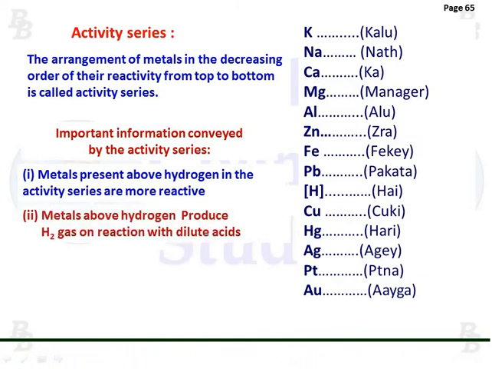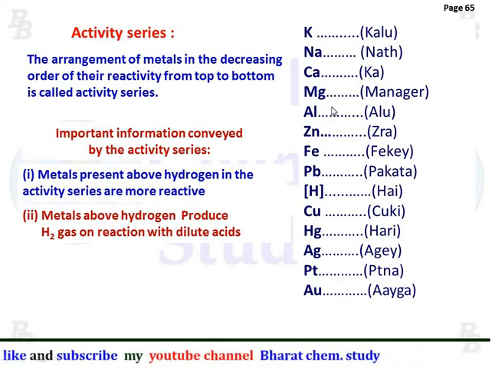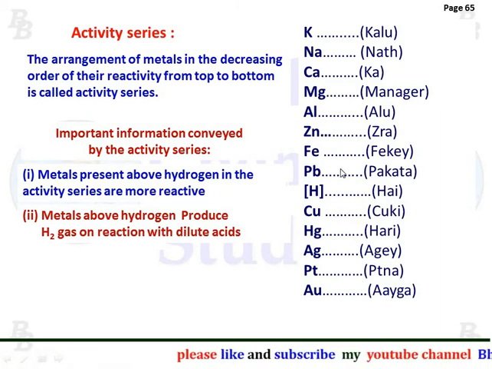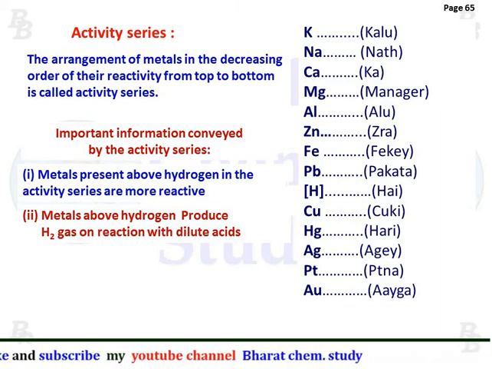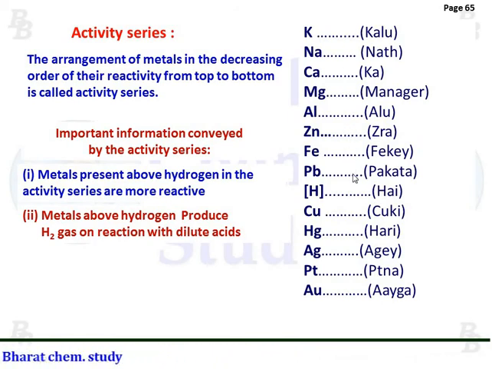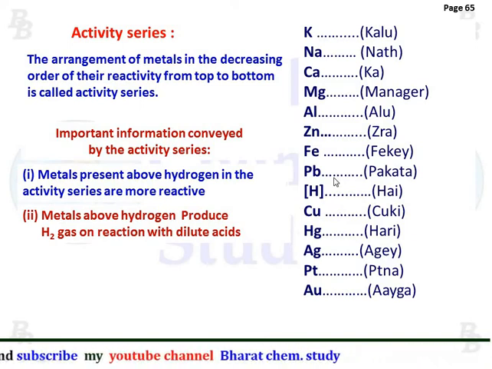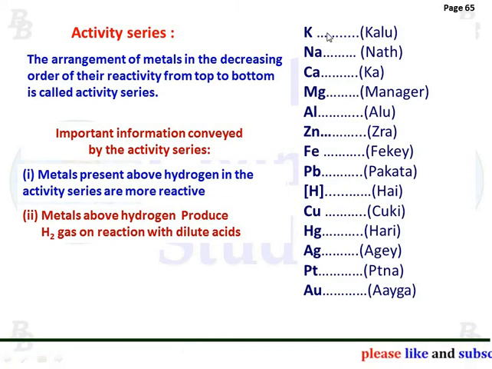The second thing which we can learn is that all these metals which are present above hydrogen (sodium, potassium, calcium, magnesium, aluminum, zinc, iron, lead) will produce hydrogen gas when they react with dilute acids, because they are more reactive than hydrogen, so they can displace hydrogen from acid. So all these metals form hydrogen gas on reaction with dilute acid, either HCl or sulfuric acid.